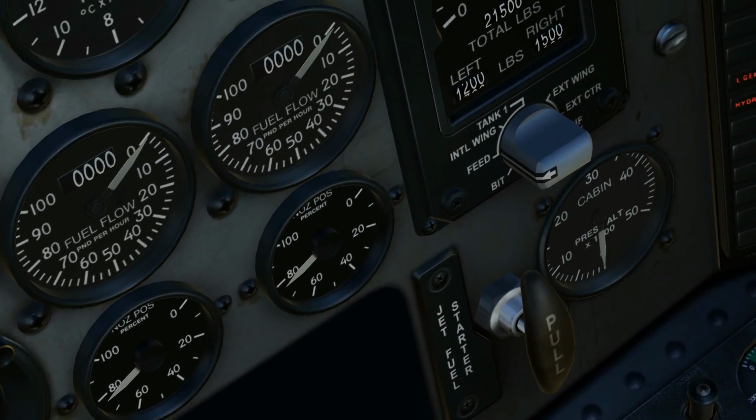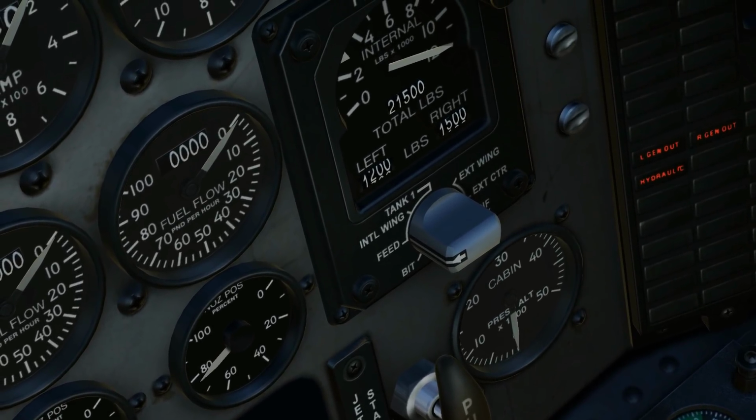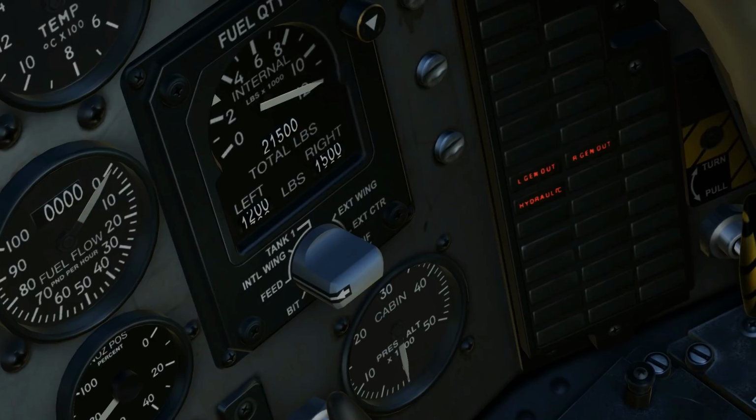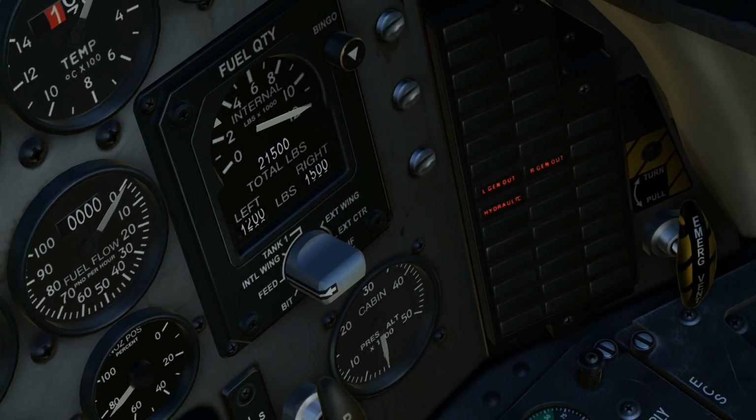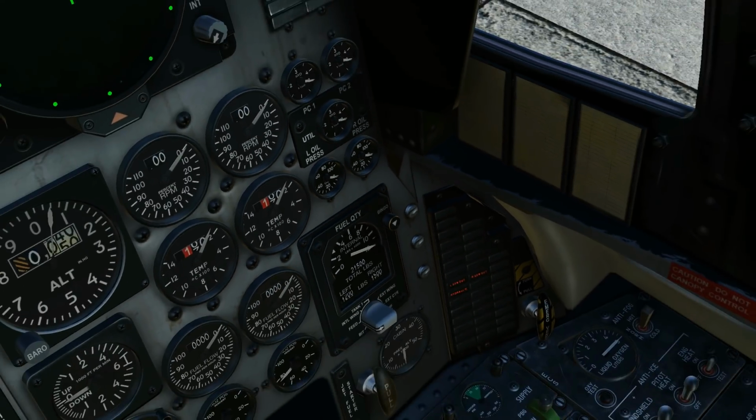Right, down to the last bit. Jet fuel starter, that's not real, obviously. Cabin pressure? I think that's real, isn't it? That looks real. It's a pressurization. Yes, that probably is real. So if you open your canopy at high altitude, that probably will go down, I expect.